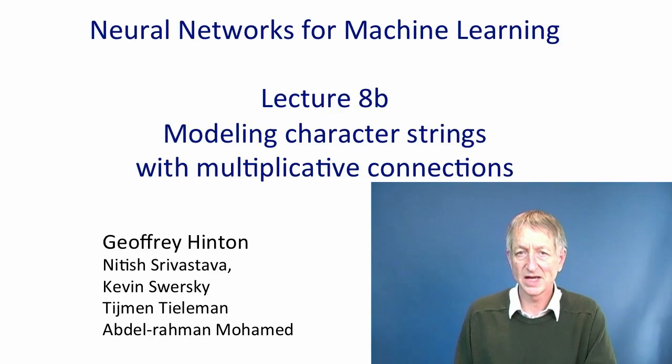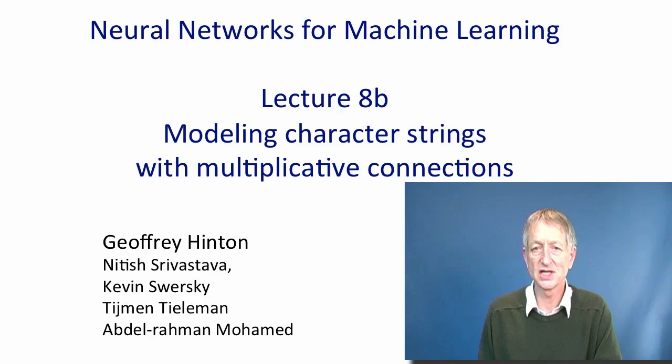We're now going to apply Hessian free optimization to the task of modelling character strings from Wikipedia. So the idea is you read a lot of Wikipedia and then try to predict the next character. Before we get to see what the model learns, I want to describe why we need multiplicative connections and how we can implement those multiplicative connections efficiently in a recurrent neural network.